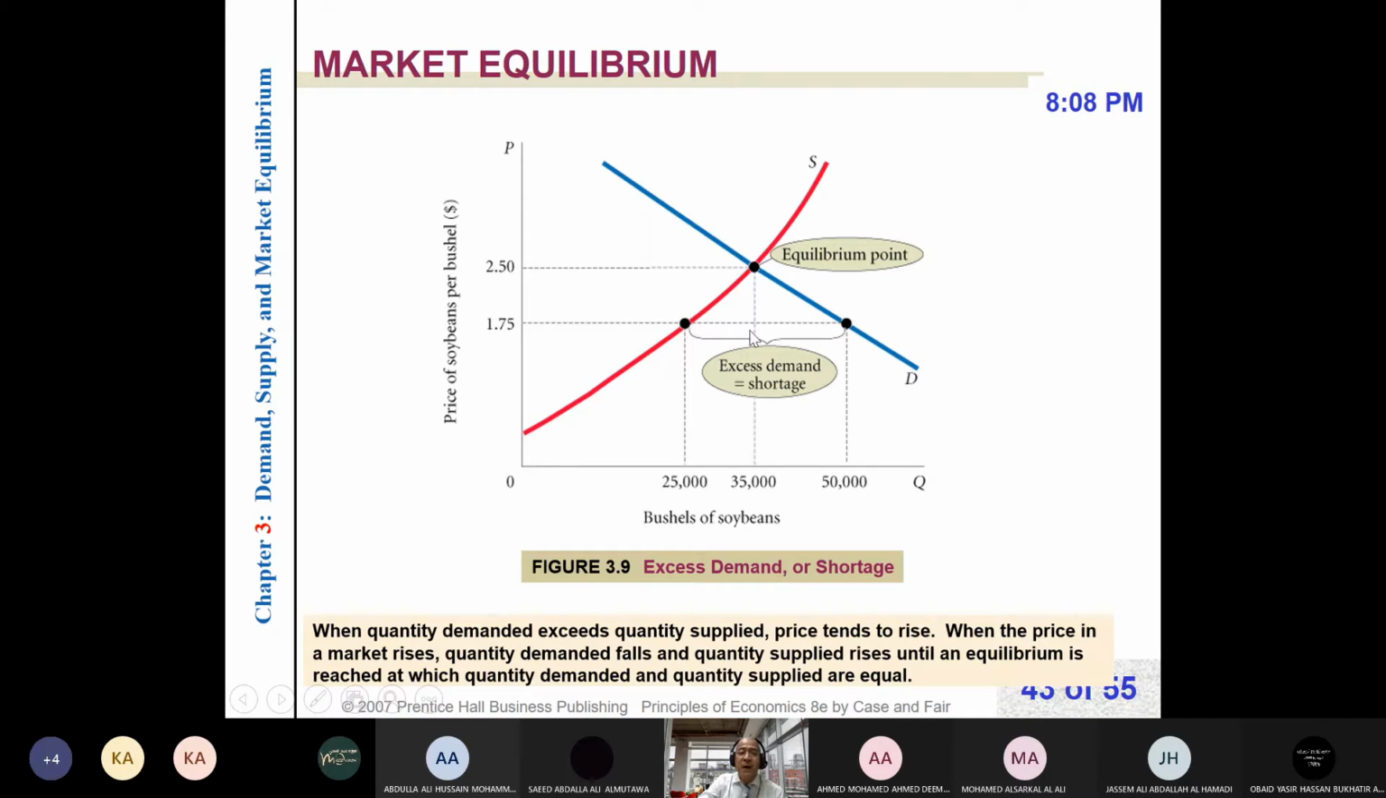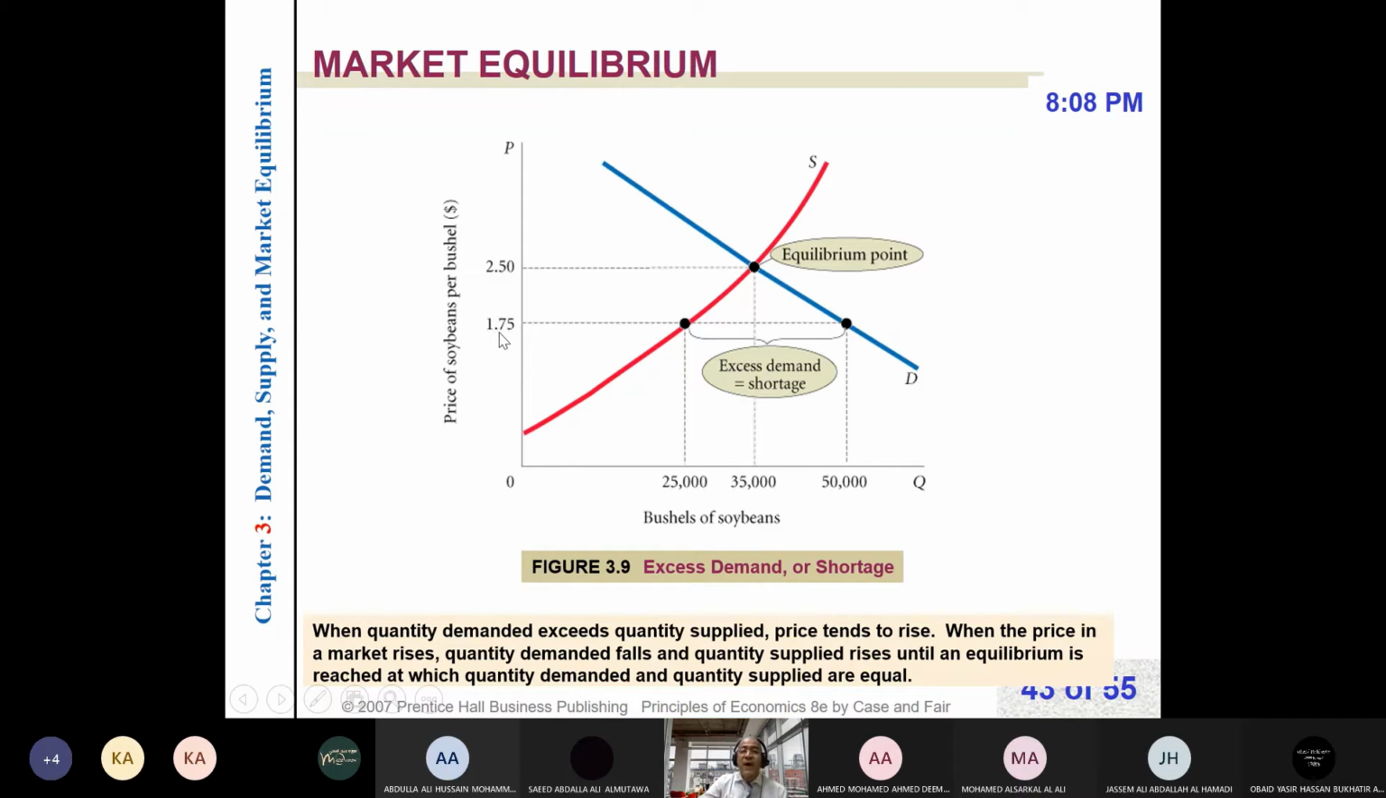The shortage in the market, 50 minus 25, is 25,000 units missing from the market. For this reason, Hamid Khalid said, out of stock. We don't have enough tomatoes. What will happen in this case? Because we have excess demand, the market is not stable. So that will lead to a competition between customers to purchase first.